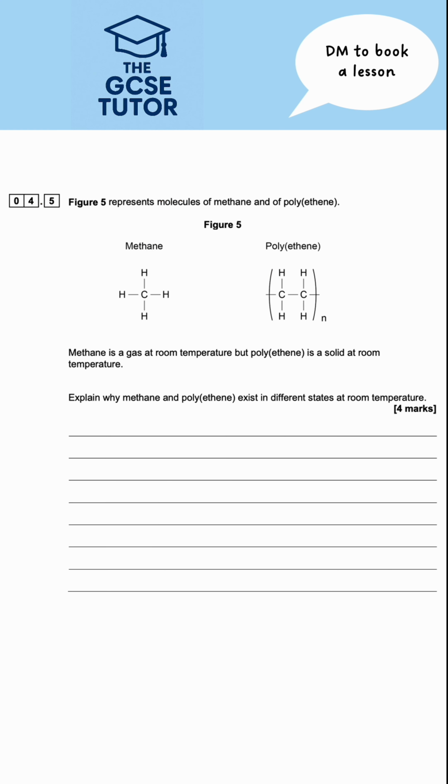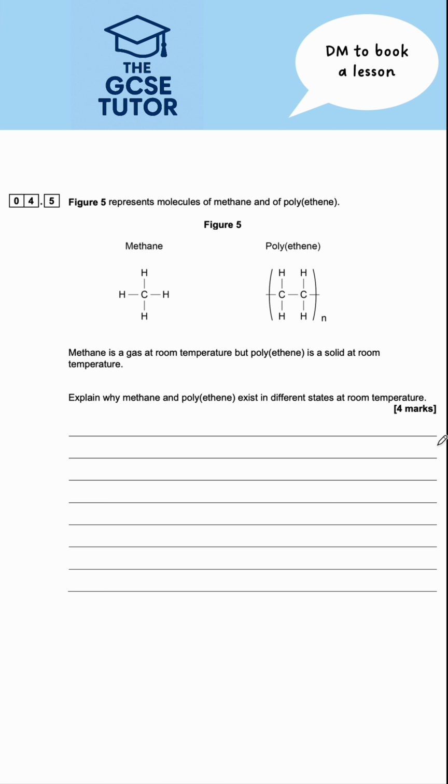Here's how to answer this AQA GCSE chemistry question. The question reads, Figure 5 represents molecules of methane and polyethylene. Methane is a gas at room temperature, but polyethylene is a solid at room temperature. Explain why methane and polyethylene exist in different states at room temperature. And this question is worth 4 marks.